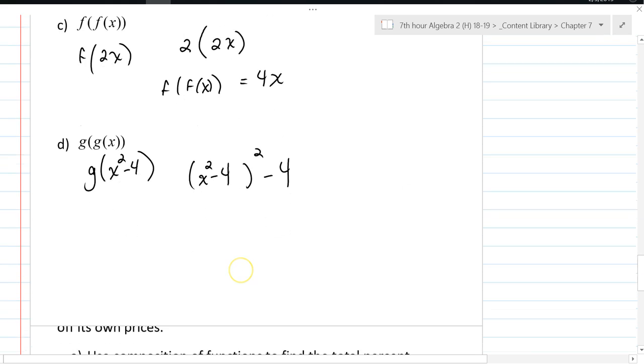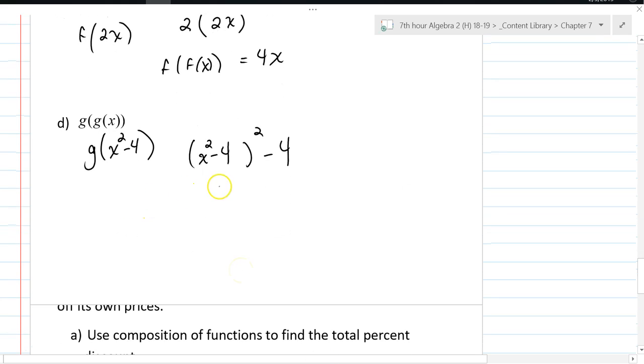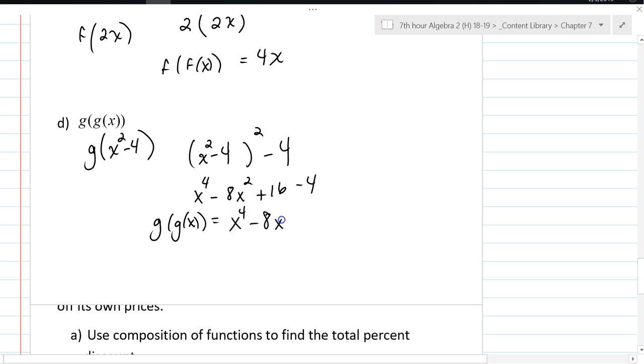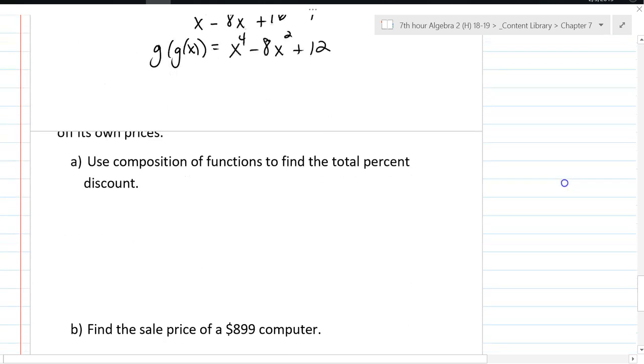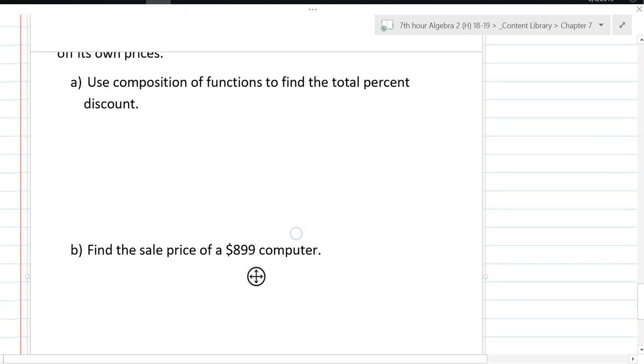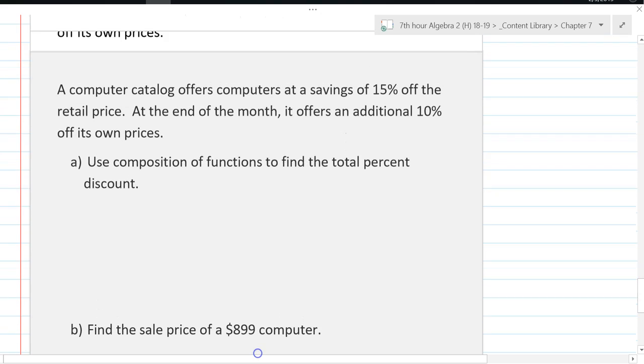So I can simplify this a little bit. I'm going to square this binomial. So I've got x to the 4th minus 8x to the 2nd plus 16, but then I've got this minus 4 hanging out. So I've got g of g of x is x to the 4th minus 8x squared plus 12. Okay, I'm going to move this down a little bit. This is the last example.